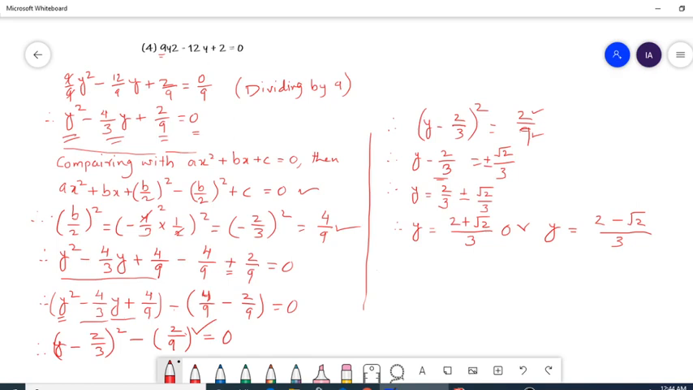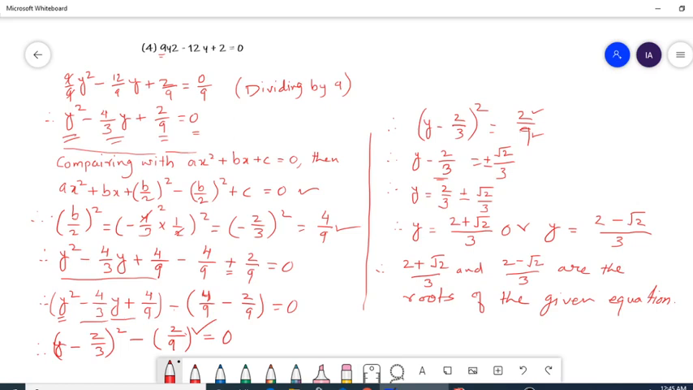So here you can say, therefore, 2 plus root 2 upon 3 and 2 minus root 2 upon 3 are the roots of the given equation. So this is the way to solve any quadratic equation by the completing square method.